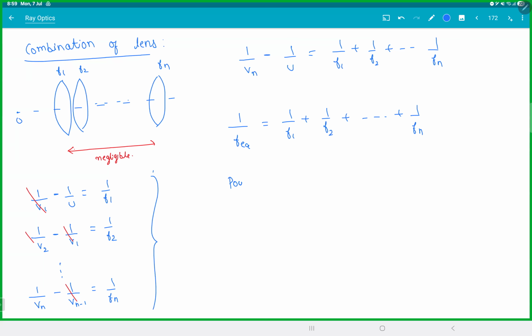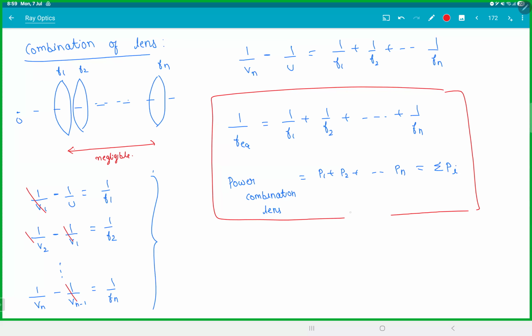This is nothing but the power of the system. So all this can be replaced with one single lens. P equals P1 plus P2 plus so on, and you can just add up the powers. And this whole system behaves like a lens. So if you take a lens of 2 and a lens of 3 and add them, you get a lens of 5. It just adds up.